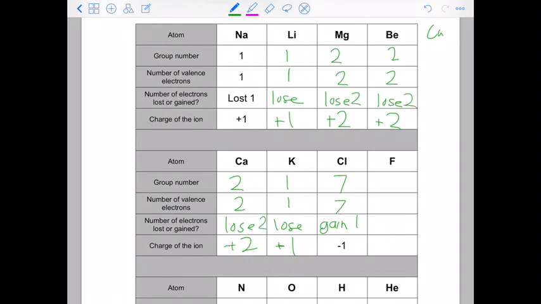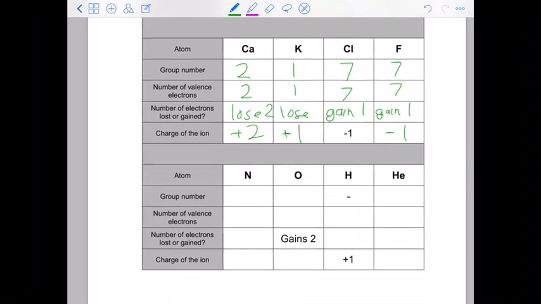So it will become a -1 ion. Fluorine is again in group 7, so it has 7 valence electrons. So it will again gain 1 electron, so it will become a -1 ion.